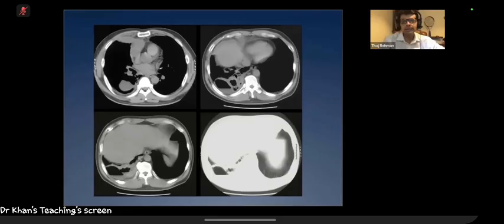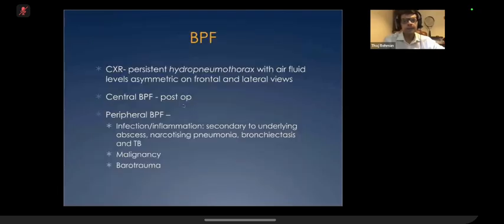Because of the extensive infection, the lung and the bronchial tree has broken down and is forming a fistulous communication into the pleural space, and that is why there is empyema there. So it's bronchopleural fistula causing hydropneumothorax and empyema. Chest X-ray appearance: persistent hydropneumothorax with air fluid levels asymmetric on frontal and lateral views.